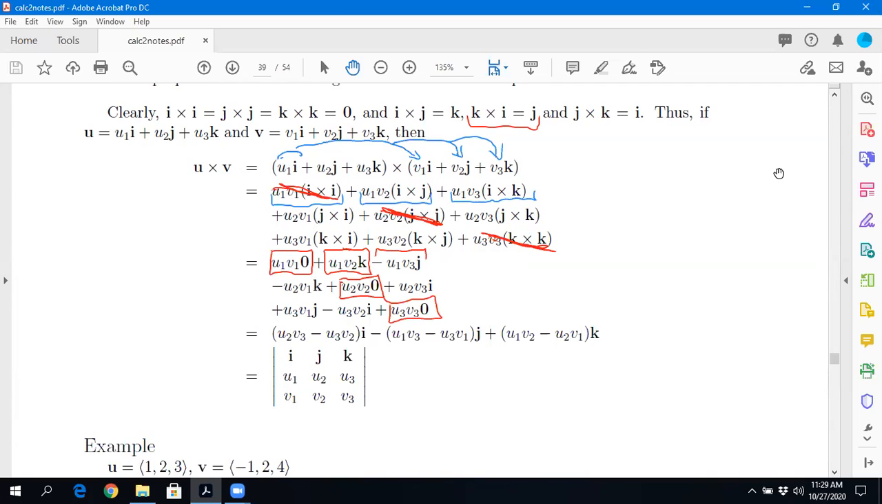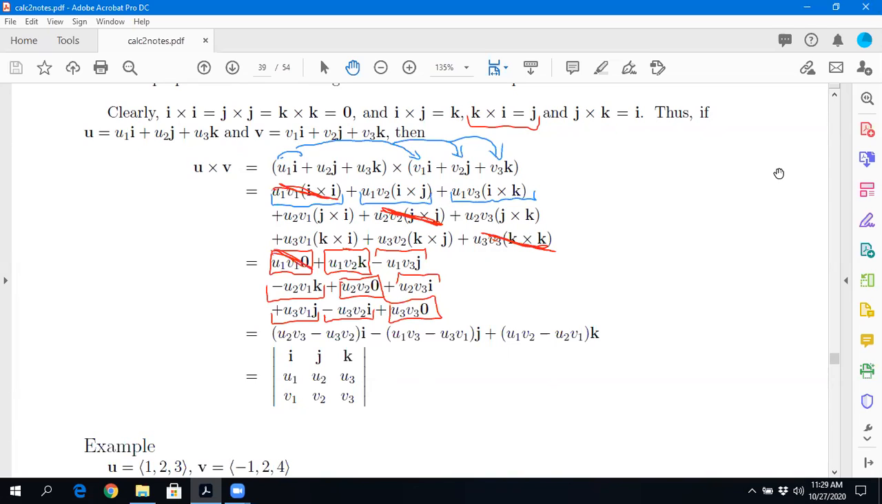What about J cross I? Well, I cross J is K, so J cross I is negative K, which is where that comes from. And what about J cross K? Well, that's I, which is where this one comes from. K cross I, that's J, which is where this one comes from. And K cross J is the opposite of J cross K, so that's going to be negative I, which is where this one comes from.